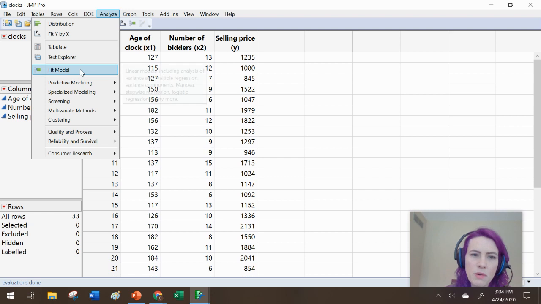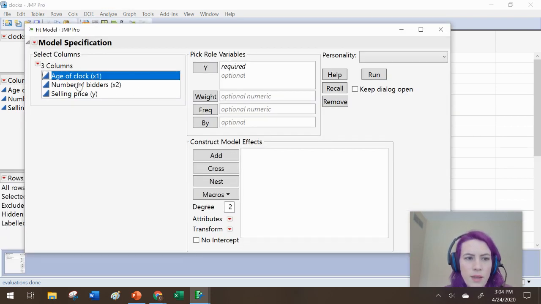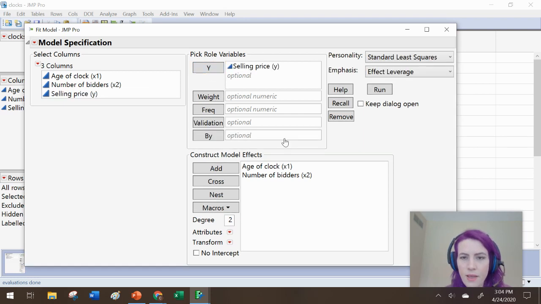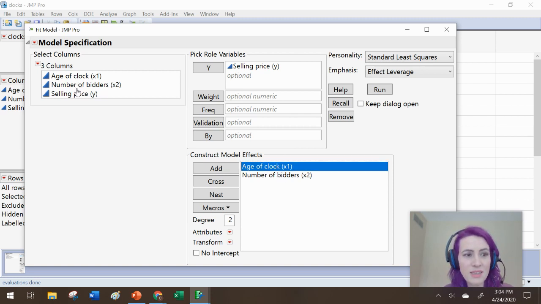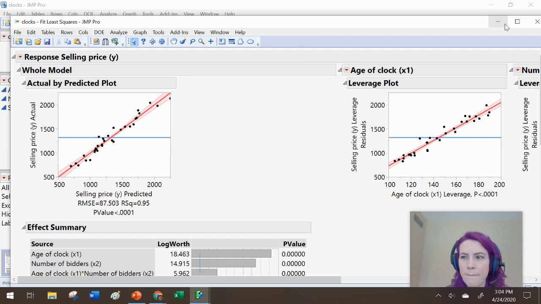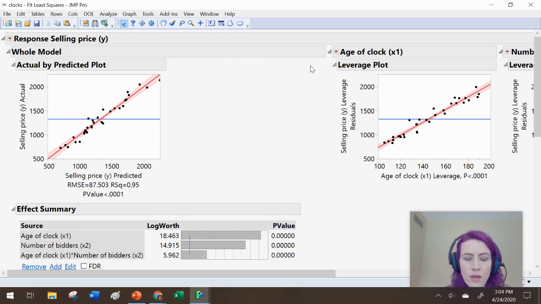So analyze, fit model. And we want x1 and x2 down below, y up top. And then don't forget the interaction term. So pick one of them down below, doesn't matter which. Pick the other one off to the left and press cross. So, we just added interaction.